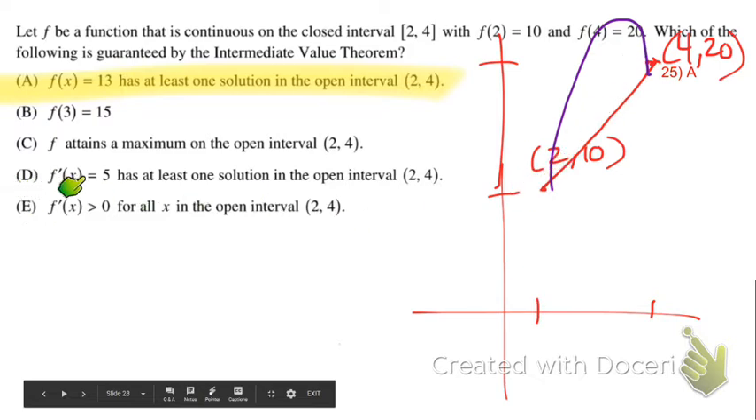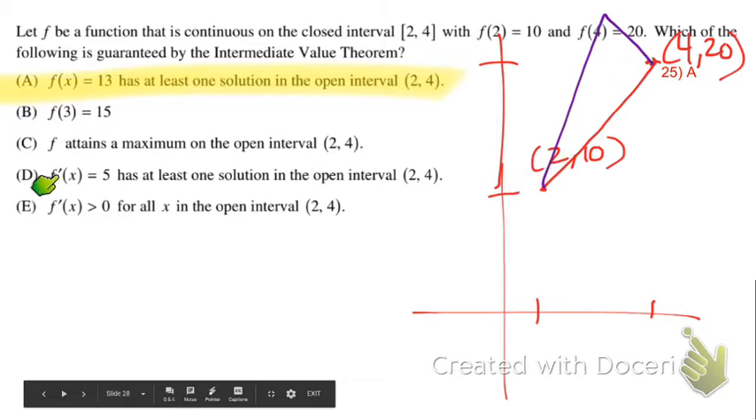D says f prime of x needs to equal 5, at least one solution in the open interval. This is leading towards the mean value theorem, and notice that that one actually doesn't have to be true because if I draw a graph that's not differentiable, so let's say that I connected it this way, this one has a slope of like 4, or 6, and this one has a slope of like -3, nowhere does the derivative equal 5. And again, because it's not differentiable, it doesn't have to be true. If it also stated in the directions that it was continuous and differentiable, then D would have also had to be true, because the average rate of change from 2, 10 to 4, 20 is equal to 5.